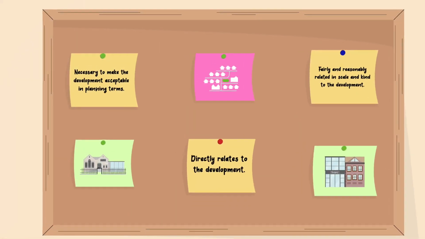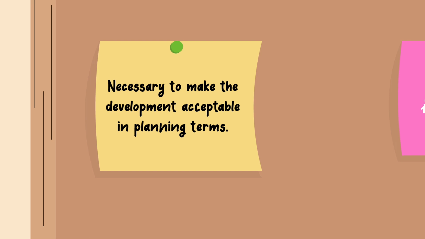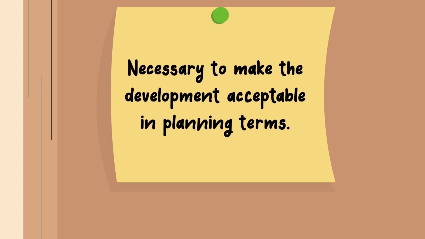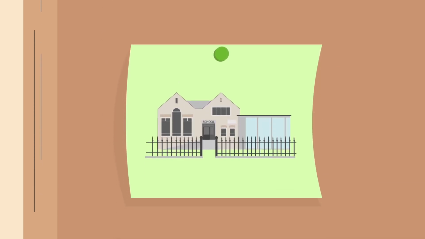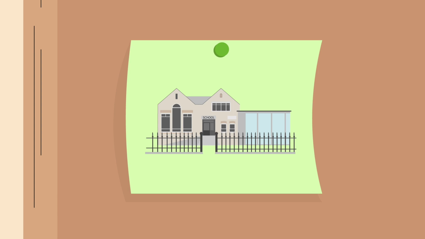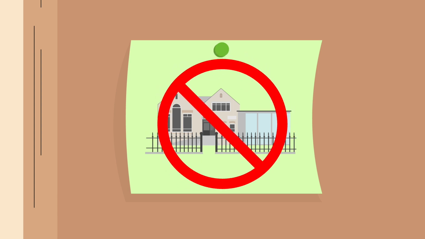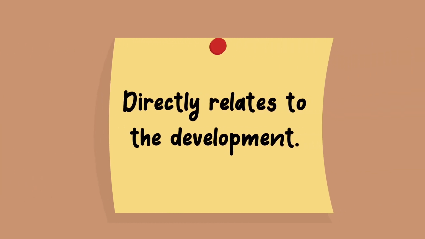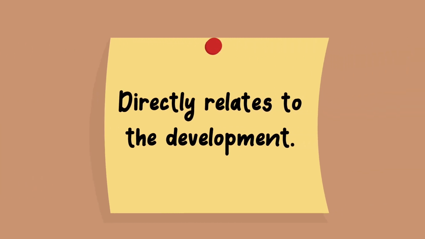There are 3 legal tests that the agreement must pass. Firstly, the Section 106 must be necessary to make the development acceptable in planning terms. In our example development, if the local school has capacity, we will not be able to request contribution to extend the school. The second test requires that it is directly related to the development.